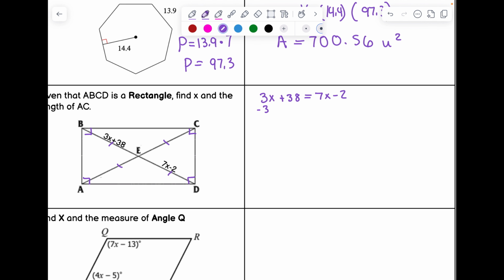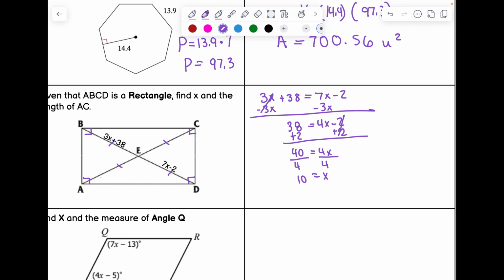We're going to subtract the smaller x, and we get 38 equals 4x minus 2. We're going to add 2 to both sides, and we get 40 equals 4x. Divide by 4 on both sides, and we get x equals 10.